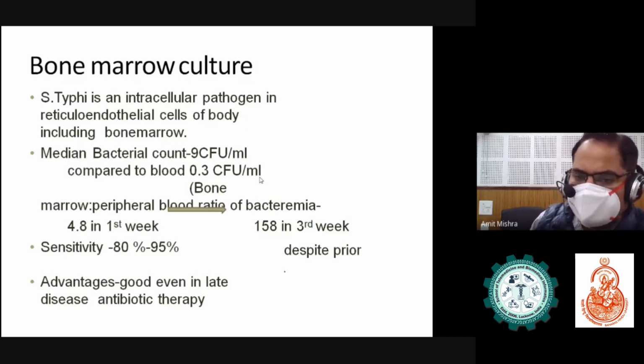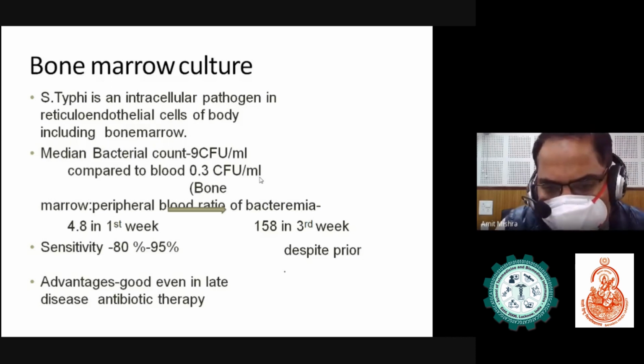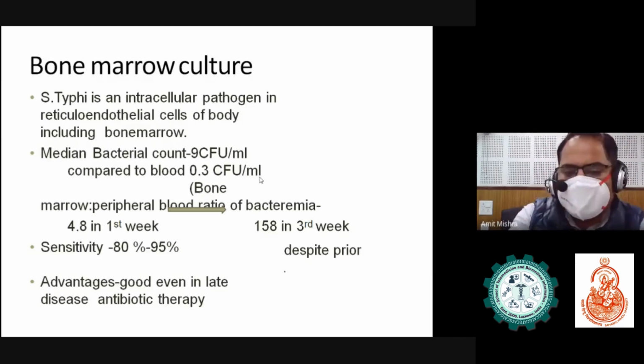Its sensitivity is 80 to 95% in the first week. The advantage of bone marrow is that it remains good even in late disease after antibiotic therapy, because the organism can be isolated after antibiotic therapy also. In some cases, we can isolate the Salmonella typhi only from the bone marrow culture.